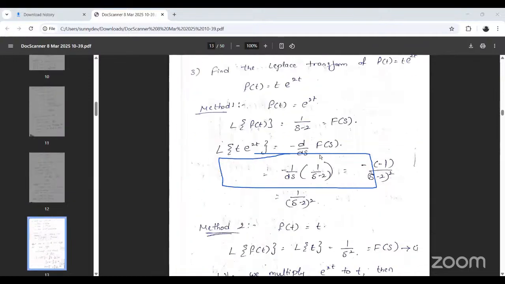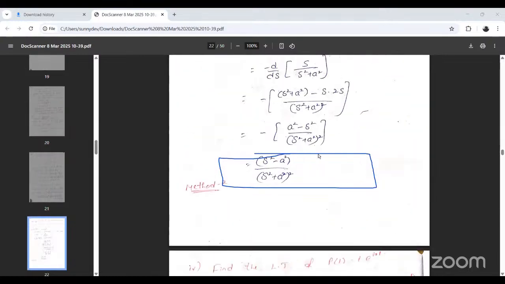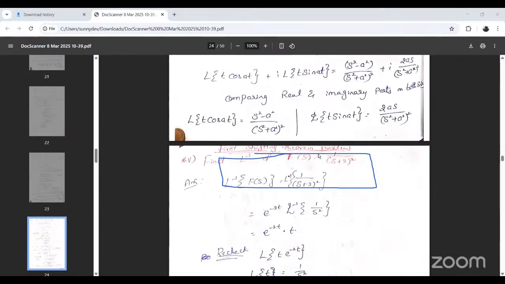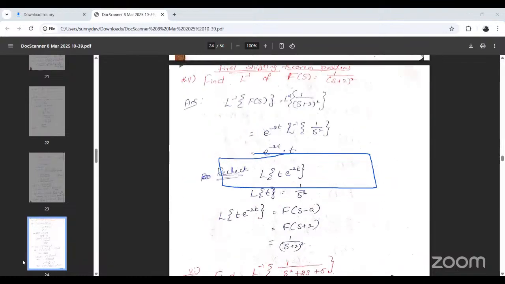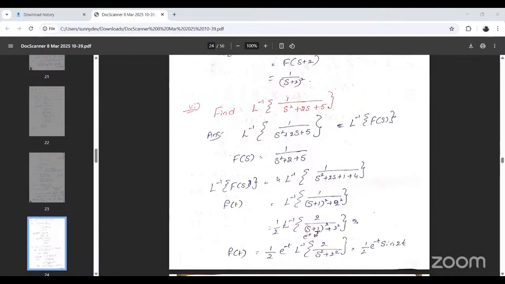So we'll go to that problem. For 1 by s plus 2 whole square, we can write e power of minus 2t outside, times the inverse Laplace of 1 by s square. The inverse of 1 by s square becomes t. So the answer is e power of minus 2t into t. There is no need to check everything, we are just doing that. So next problem.